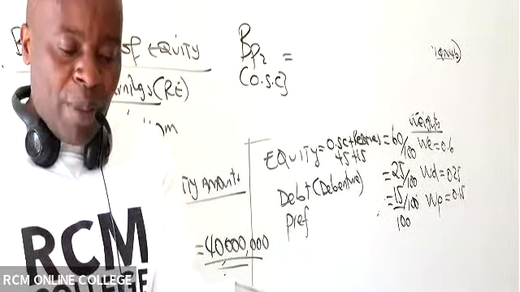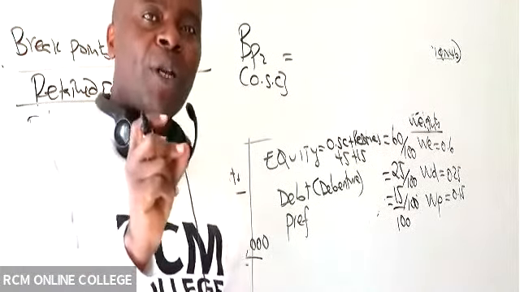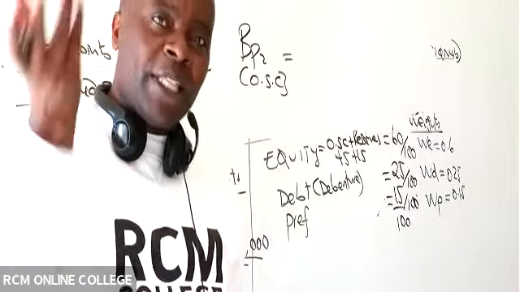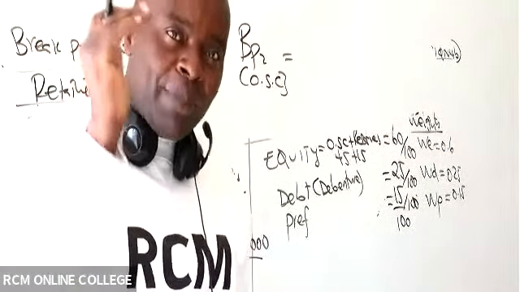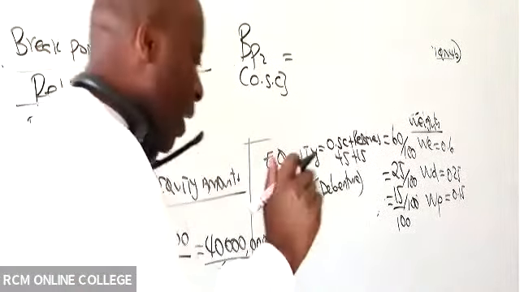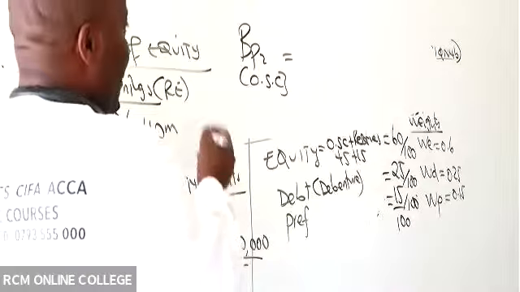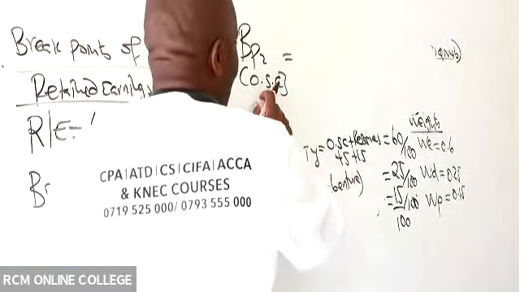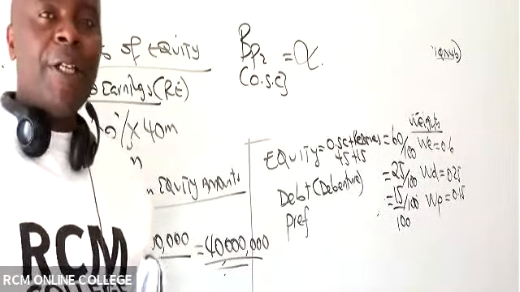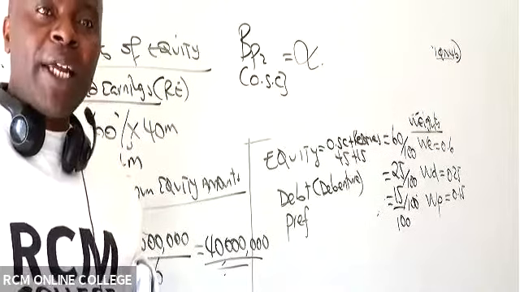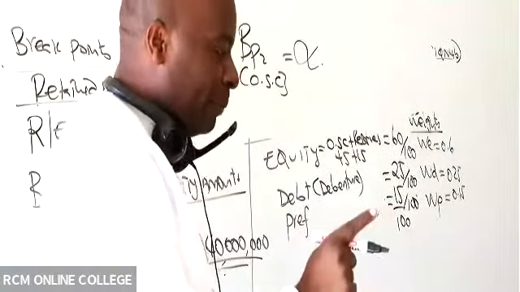At a flotation cost of how much, ladies and gentlemen? 10%. But they're not telling us that from this ordinary share capital, you can get a maximum amount of maybe 30 million or 50 million. So they are not giving us a cap. The maximum is not being given here. Look at the formula for getting breakpoint. It's maximum equity amount. So in this case, it means that breakpoint 2 for ordinary share capital, there is no maximum. So this is infinity, because they have not specified the maximum. So are we together there?